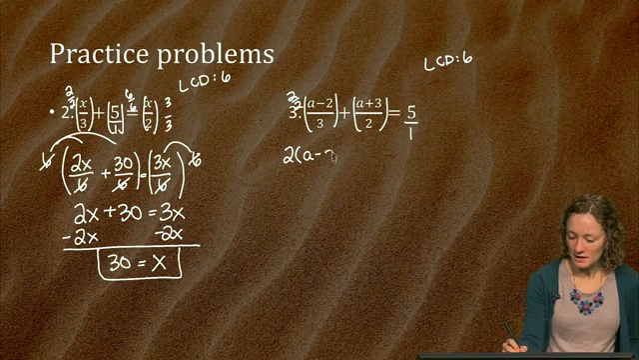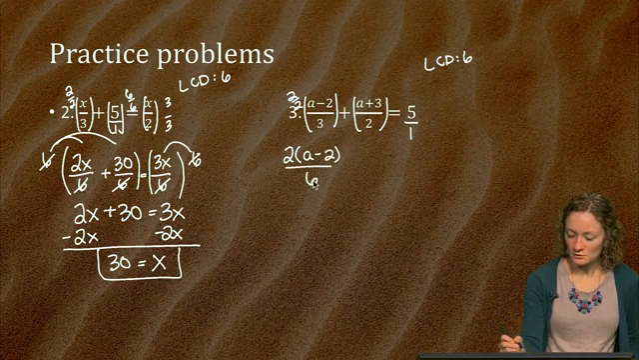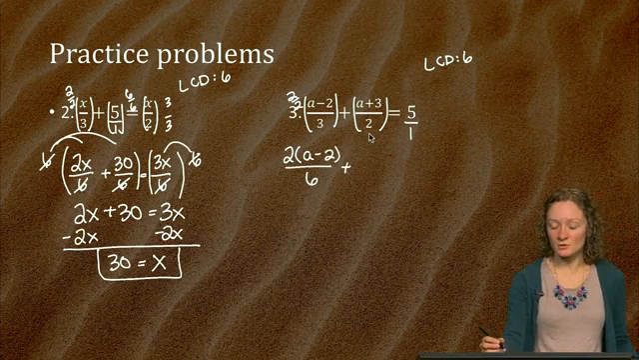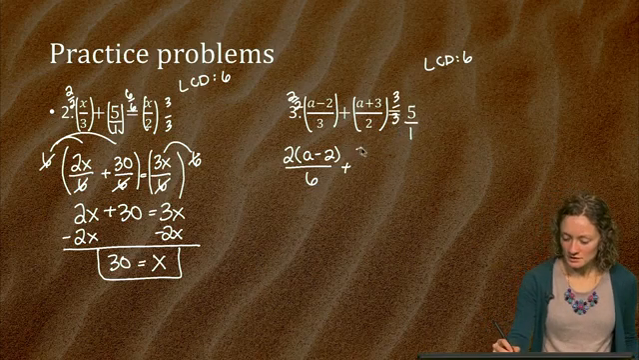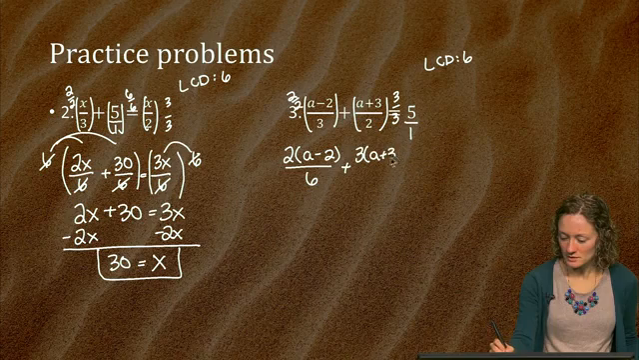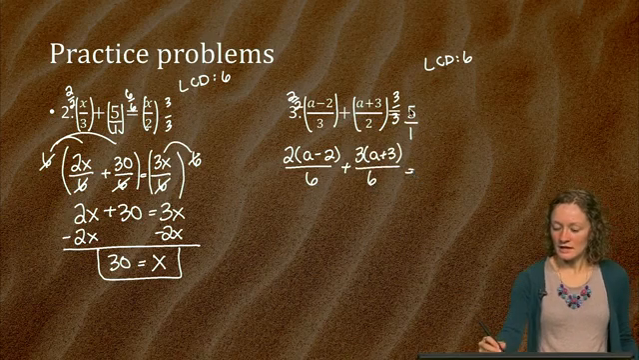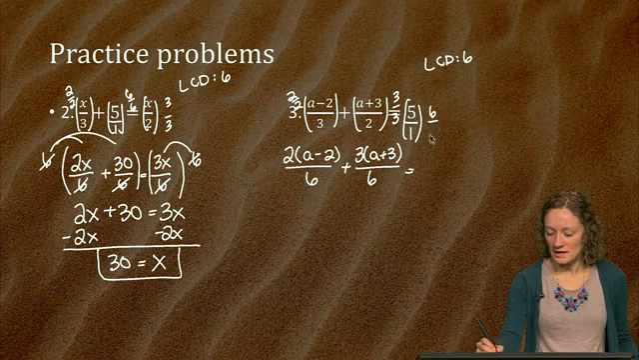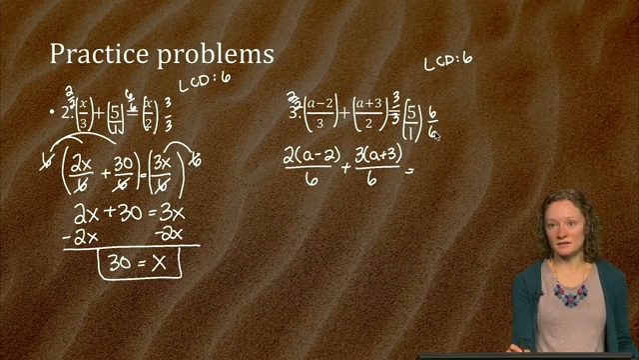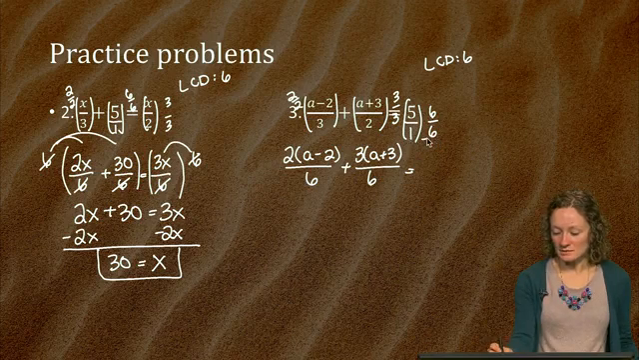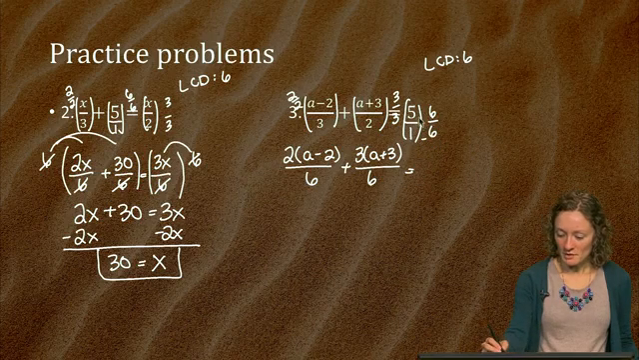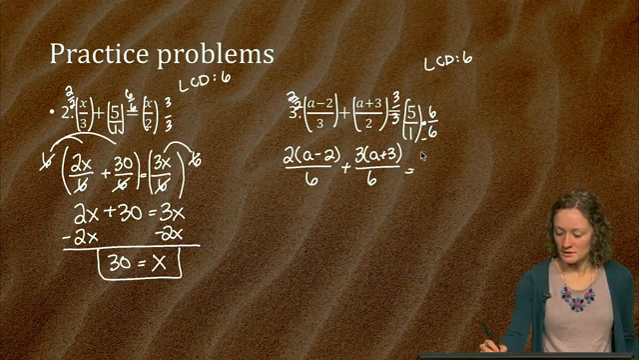2 times a minus 2 over 6. The second one gets multiplied by 3 over 3. So we have 3 times a plus 3 over 6. And the last fraction gets multiplied again by 6 over 6. We currently have a denominator of 1. We need a denominator of 6. Multiply that in. Whatever you do to the bottom, do to the top.